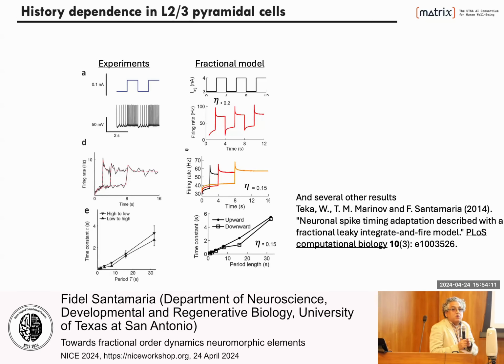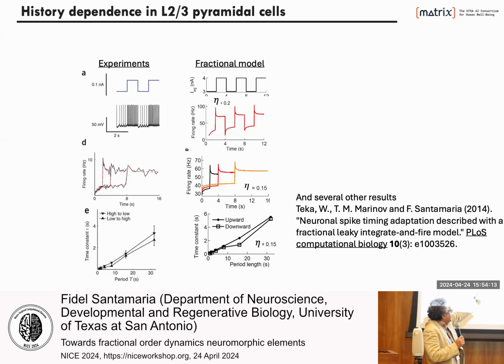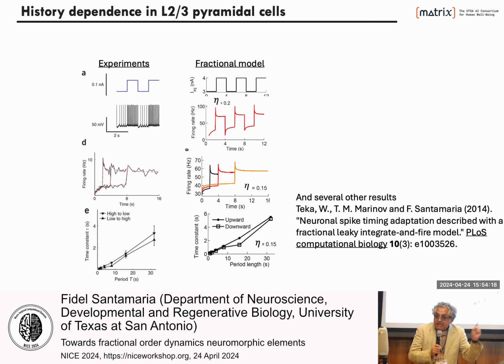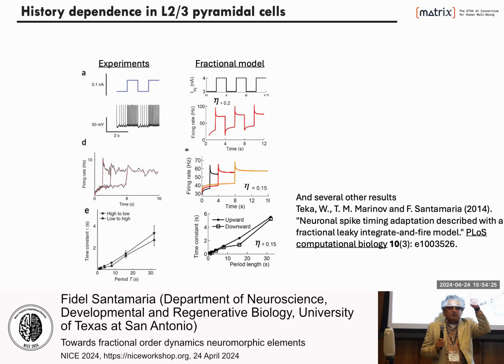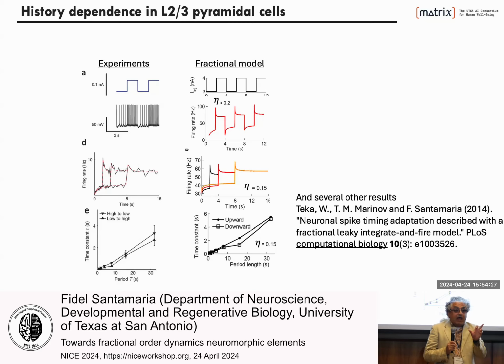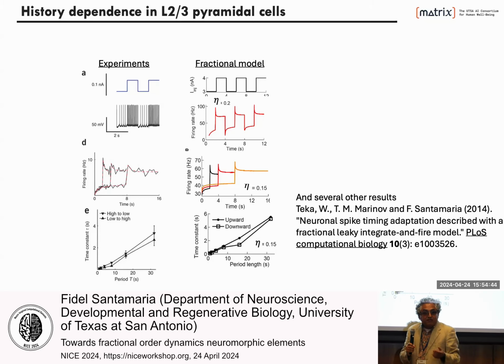We can show that we can replicate data that shows that cortical neurons are not leaky integrators. They're fractional differentiators. They have intrinsic memory. This is just injecting a square input, and if you change the duty cycle of the square input, the accommodation of the firing rate should be the same. It doesn't matter if the duty cycle is 500 milliseconds or 3 seconds, right? That's the definition of a time constant.